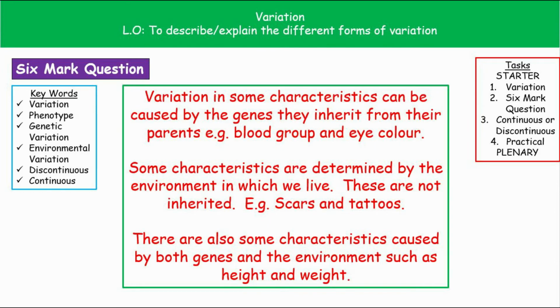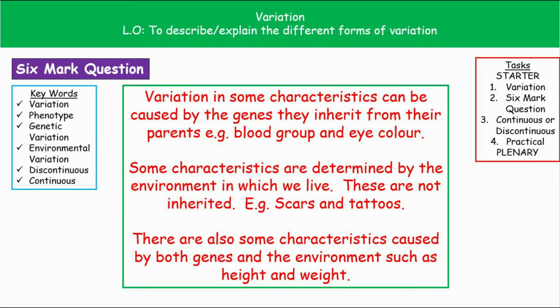So if you said that some characteristics are caused by genes or some characteristics are caused by the environment, then you get 2 marks if you wrote it as a sentence. If you then went on to actually describe the role of genes and the environment, then you're up to your 3 marks there. And if you gave at least one example of a characteristic determined by either the genes or the environment, you've got your 4 marks.